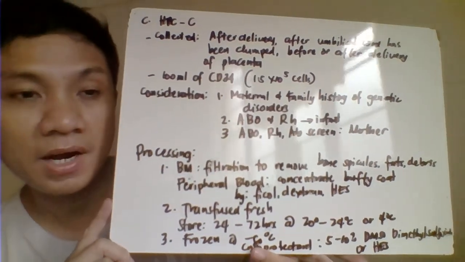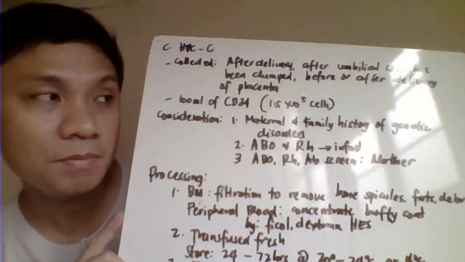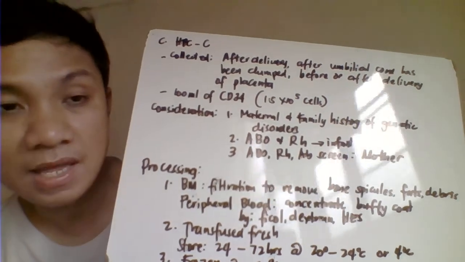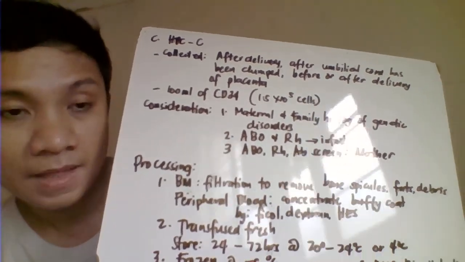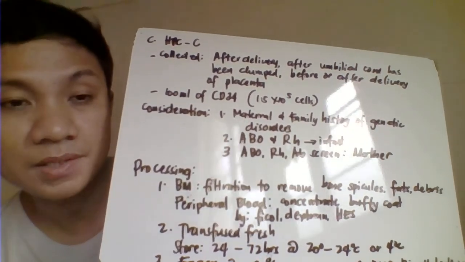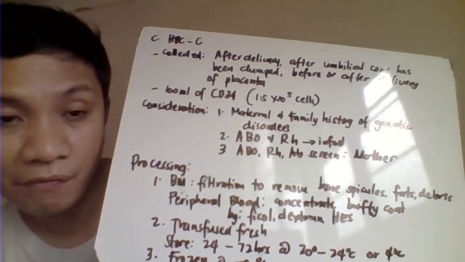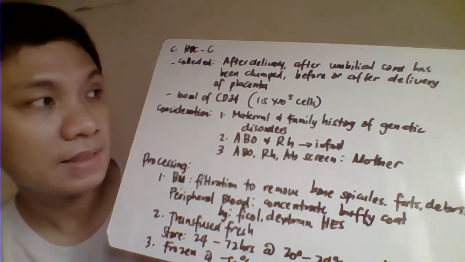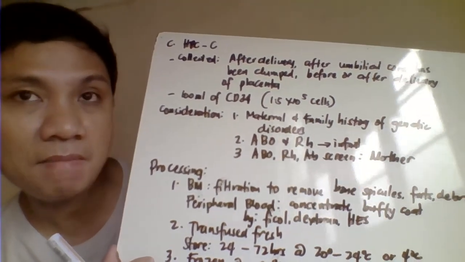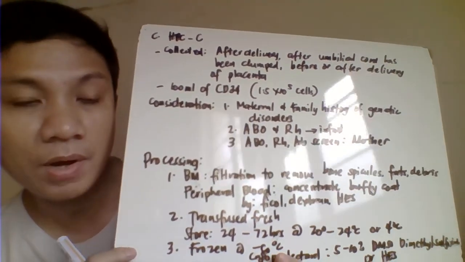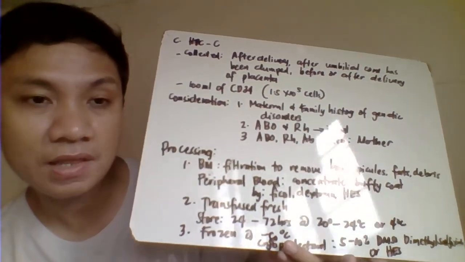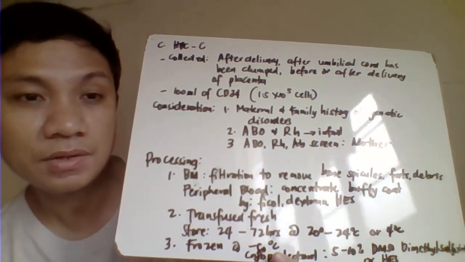Another method for your hematopoietic progenitor cell collection would be the cord blood collection. This one is being collected after the delivery of the baby. That's after the umbilical cord has been clamped, and after or even before the delivery of your placenta. Okay, for that one, you'll be needing here 100 ml of your CD34 containing 1.5 times 10 to the 5 cells.